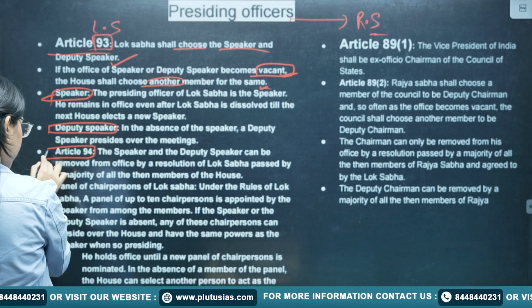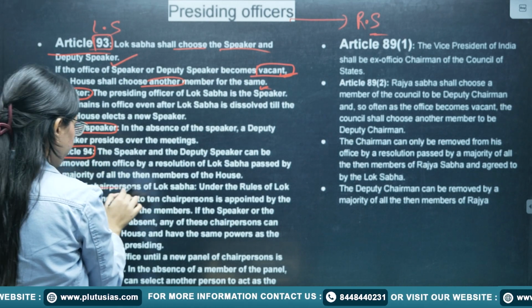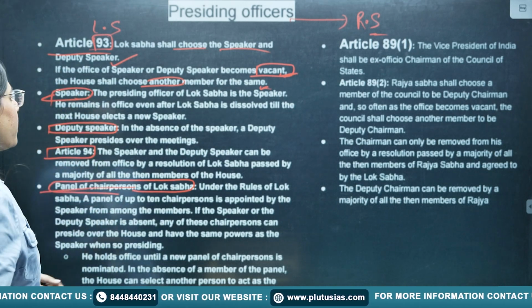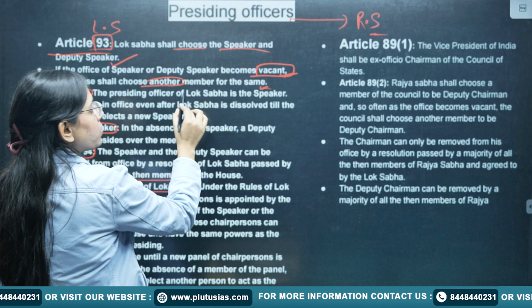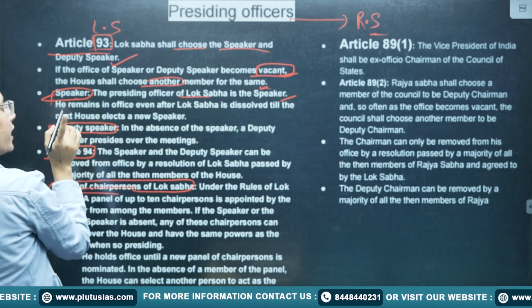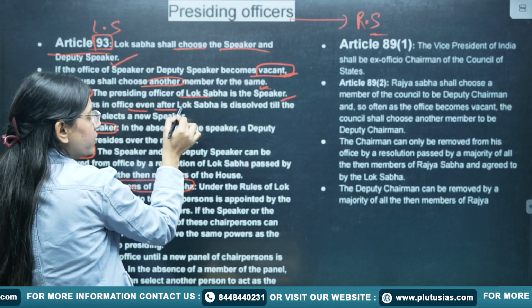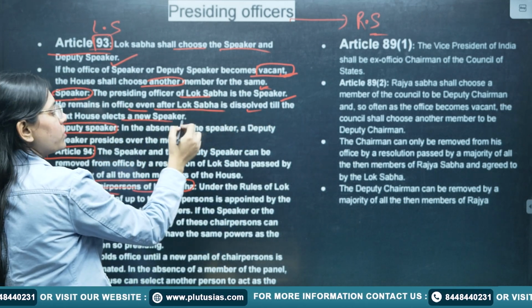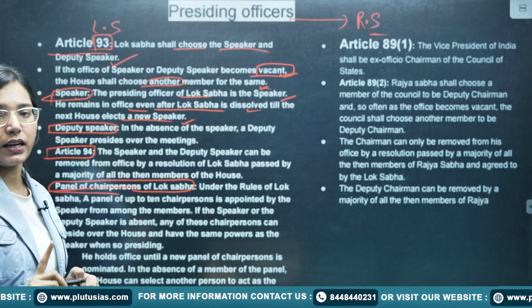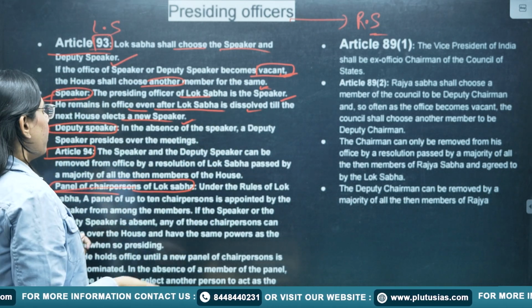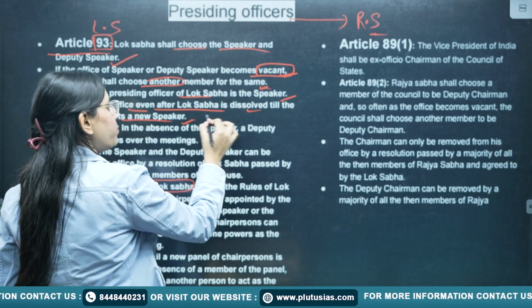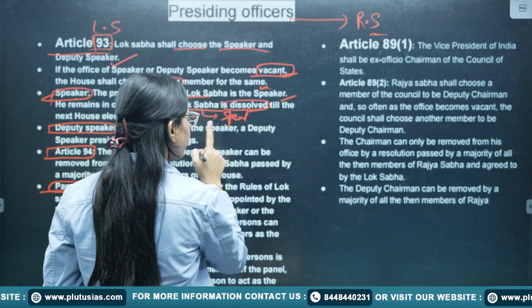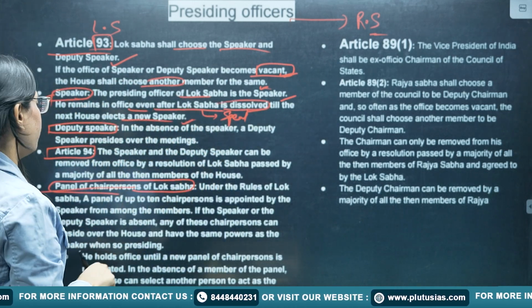This is Article number 94, and they are the panel of chairpersons of Lok Sabha. Now see, who are the Speakers? The presiding officer of the Lok Sabha is the Speaker. He remains in office even after Lok Sabha is dissolved, till the next House elects a new Speaker. Till there is a new Speaker, that earlier Speaker will be the Speaker, even after the dissolution of the earlier Lok Sabha.